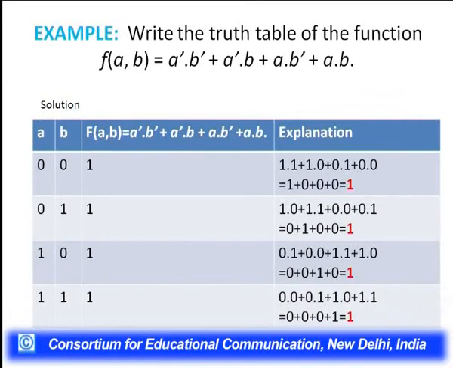Similarly you can put the combination a equal to 1 and b equal to 1 in the given function, and after evaluating the expression we will get 1. So in this way you can write the truth table for any given function.